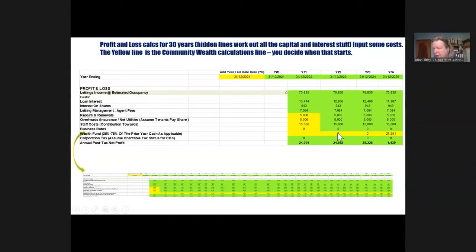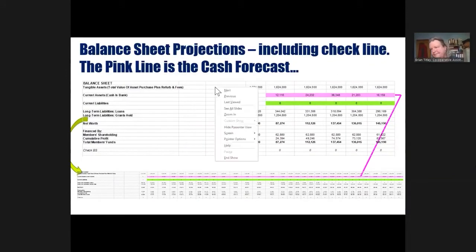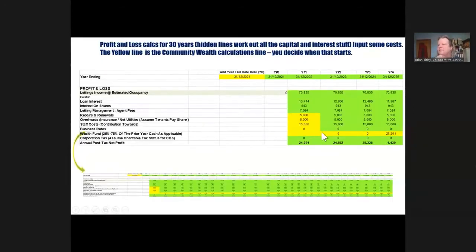Community wealth is actually showing what cash is left over at the end, if you're trying to keep a certain amount back. The community wealth is just an idea of what you can actually give back to the local community, and then you can monitor what happens to the cash balance based on that. I'll show you the cash balance in a minute. But that's yellow, so you can put your own inputs into that. So that gives you a profit, which is, this is generating a profit.